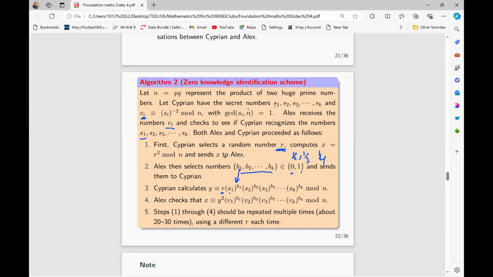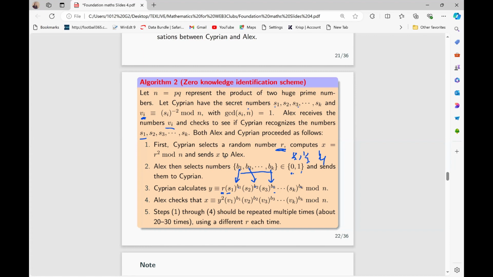Take your S2 and raise it to B2. S3 and raise it to B3. And then multiply all this. Remember, these powers are fractions. Raise to S1, S2, and then multiply by R.